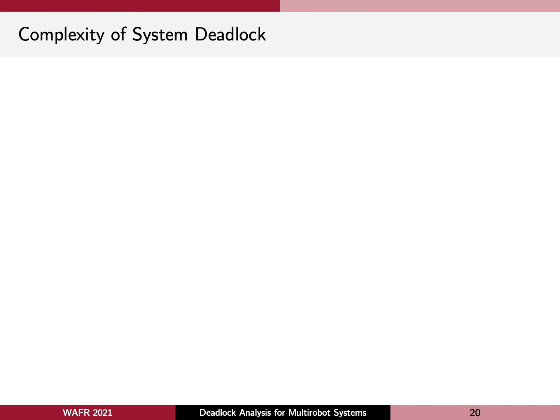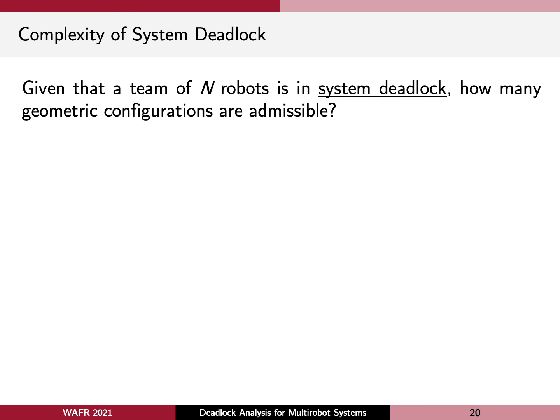We looked at several properties of one robot in deadlock, and then we posed the definition of system deadlock. Given this, we can already answer a critical question: how many geometric configurations are admissible when n robots are in deadlock? The reason we care is because if this number is small, then we can think about enumerating these configurations and design decentralized deadlock resolution algorithms for all those deadlock configurations. Unfortunately, that number is not small.